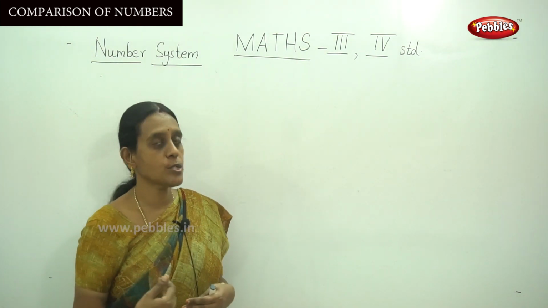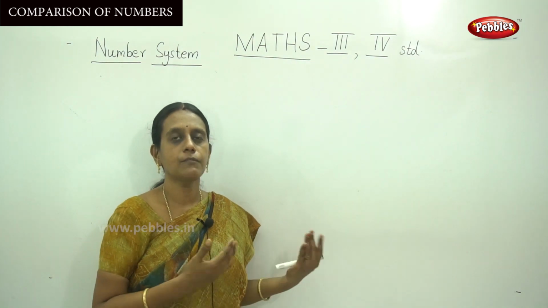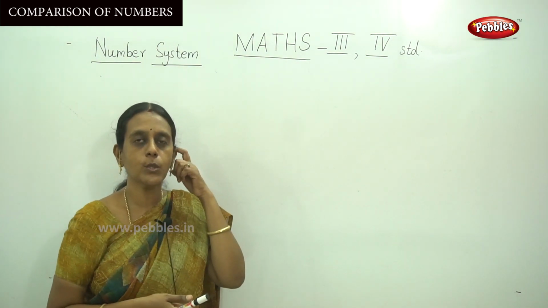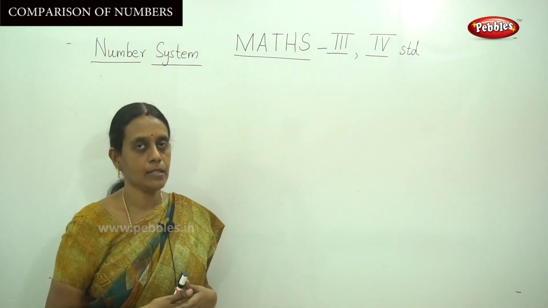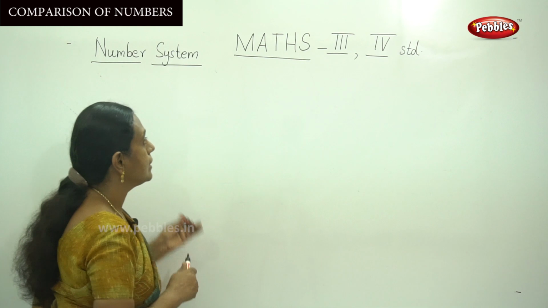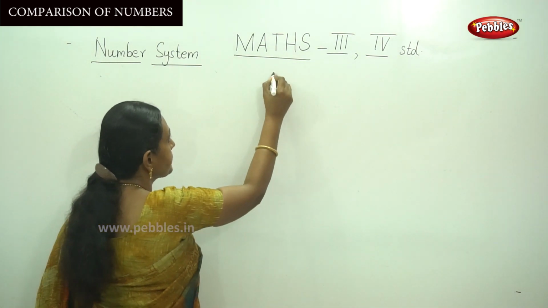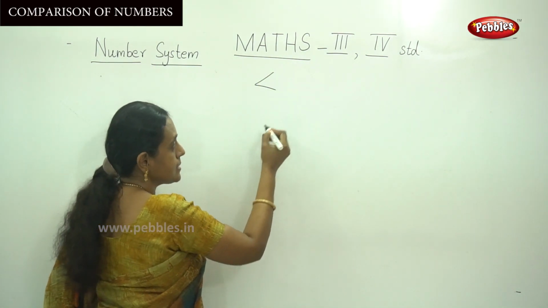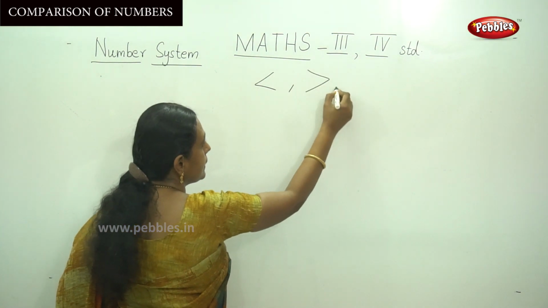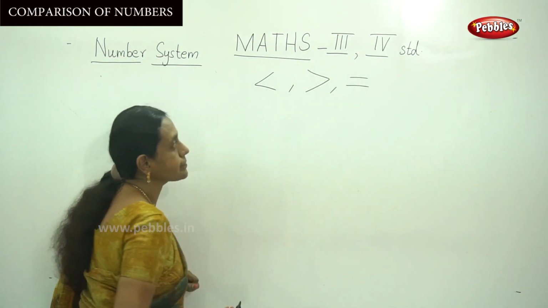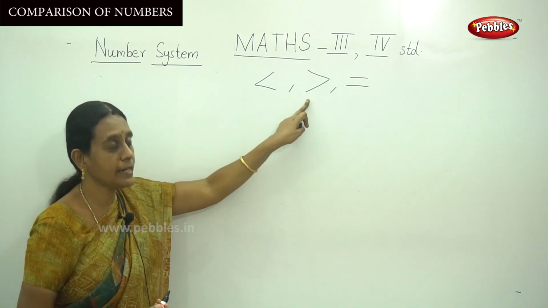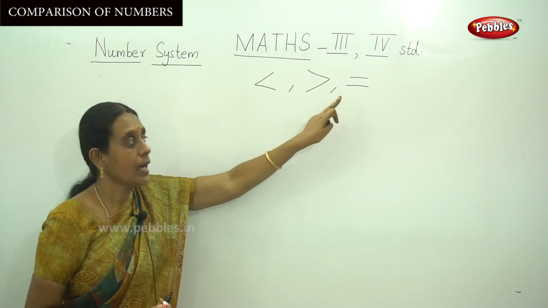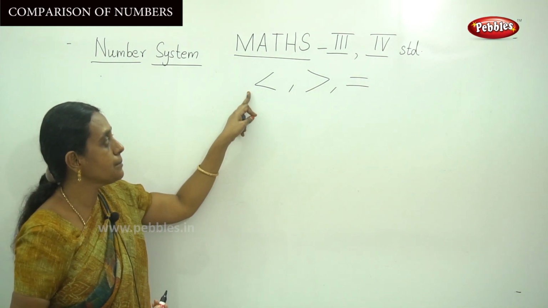And next we move on to the comparison of 4-digit and 3-digit numbers using the less than symbol, greater than symbol and equal sign. Let me recap once again: this is the less than symbol, this is greater than, and this is equal. Do you remember this?